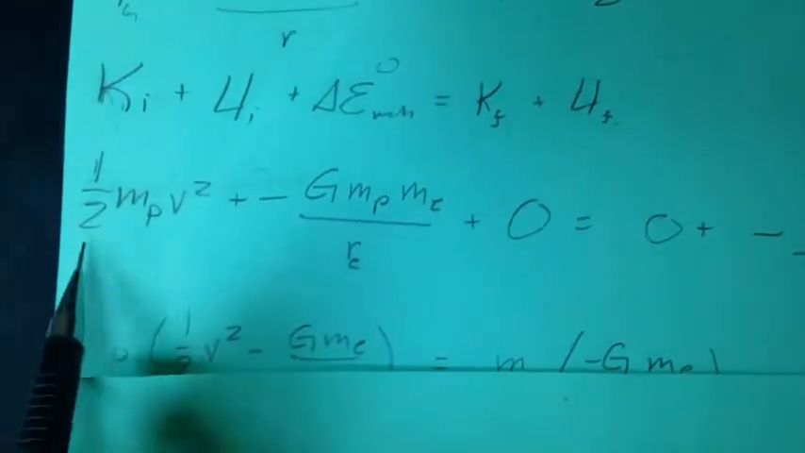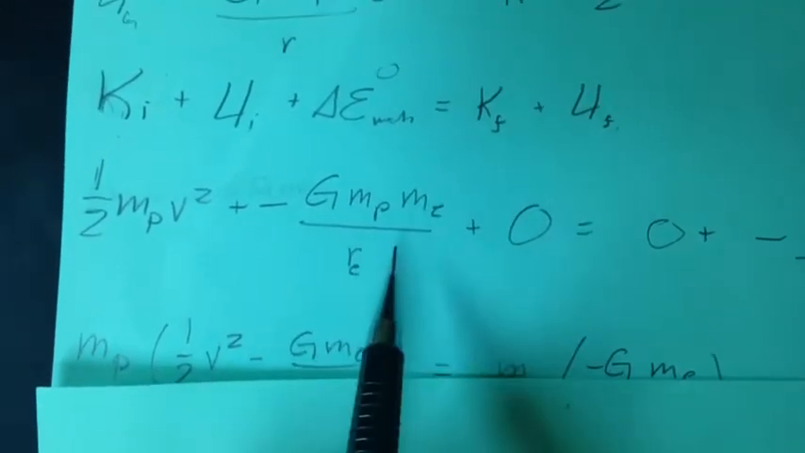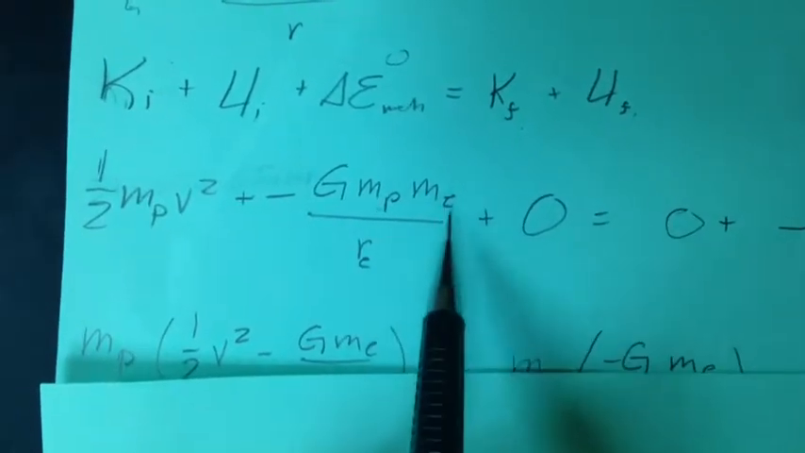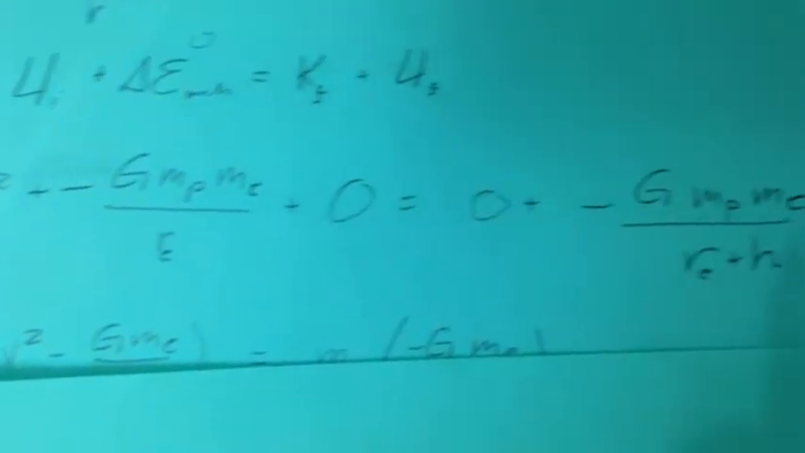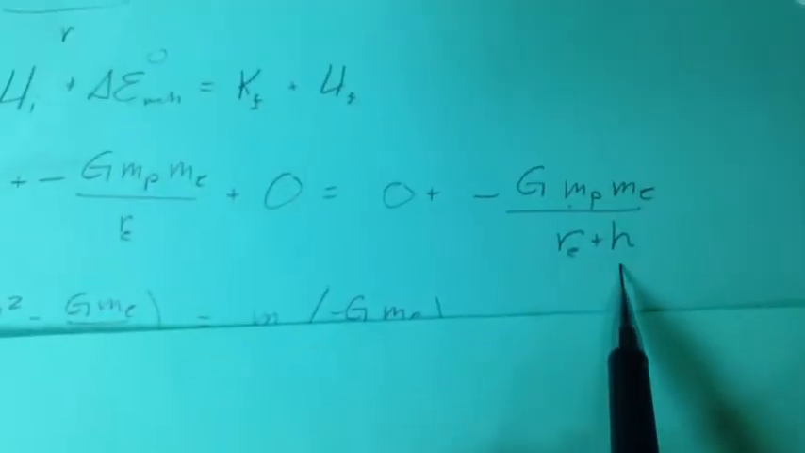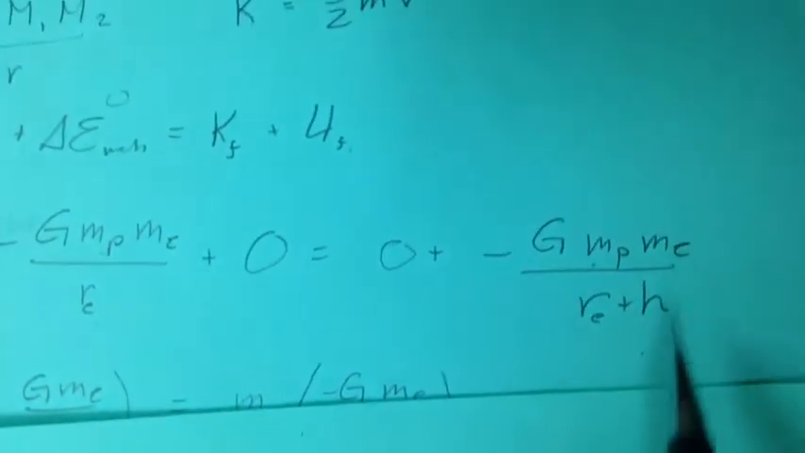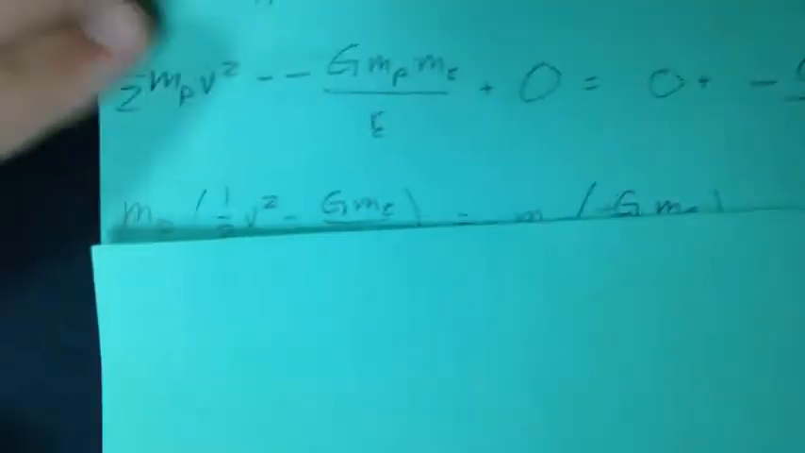We plug our values in terms of formulas. 1/2 mp v squared plus negative G mp me over re, where re is the radius of the Earth, mp is the mass of the projectile, and me is the mass of the Earth, equals negative G mp me over r plus h on this side, because it's going to go up by h meters. We need to find h. Thus, we solve for h.